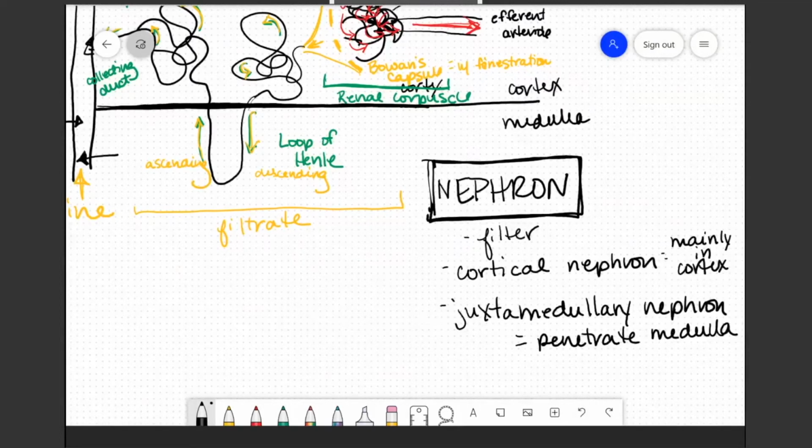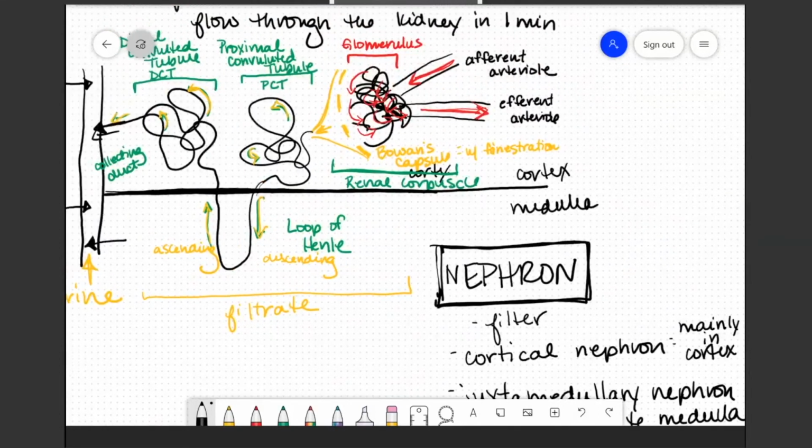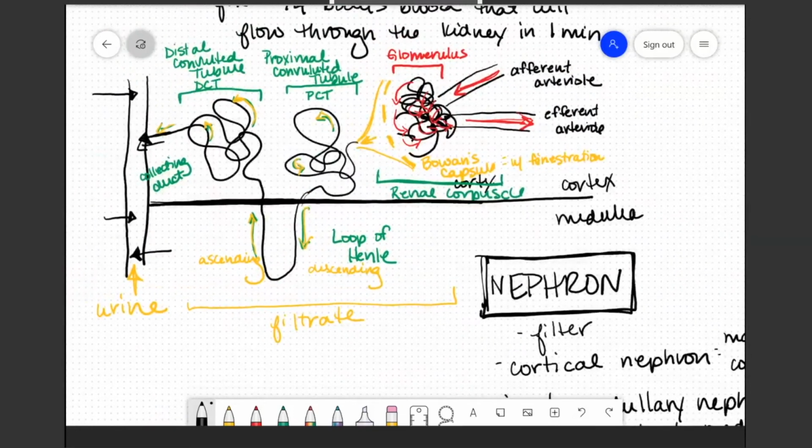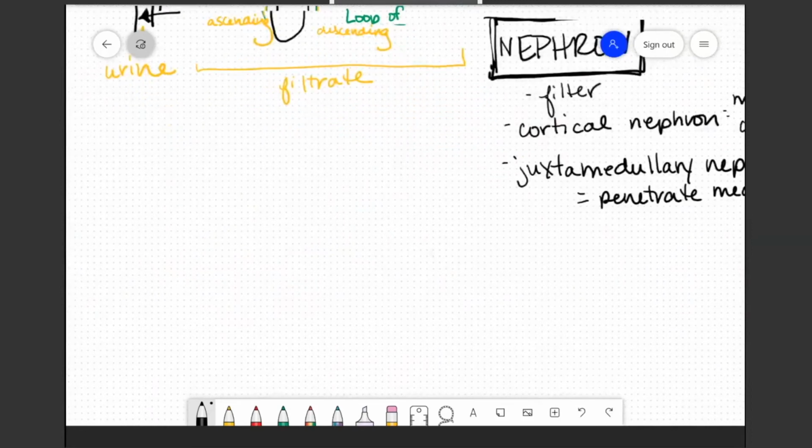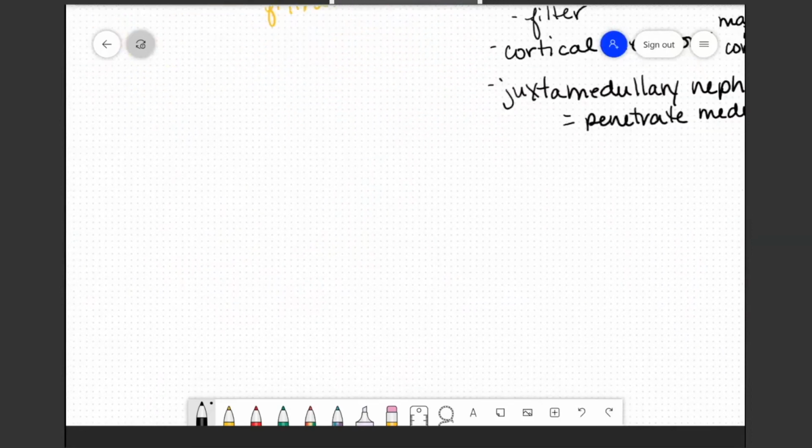Okay, so one other thing about this entire process that is really, really cool is this whole process was responsible for filtering blood, and it was also responsible for producing urine. We have not talked about either of those processes yet. So the first one we're going to talk about is the juxtamedullary apparatus. Do not confuse that with the juxtamedullary nephron.